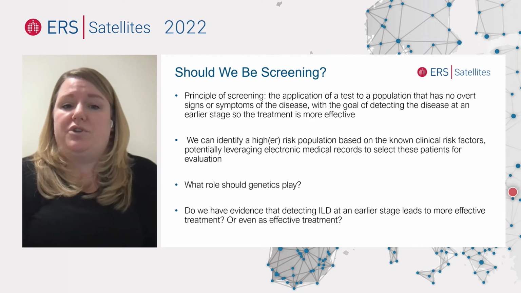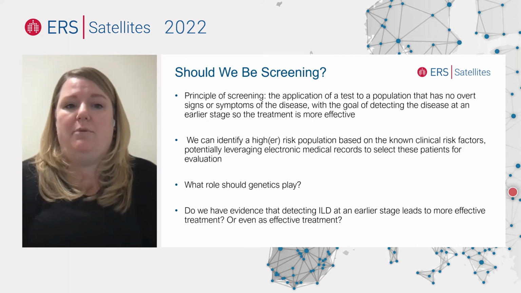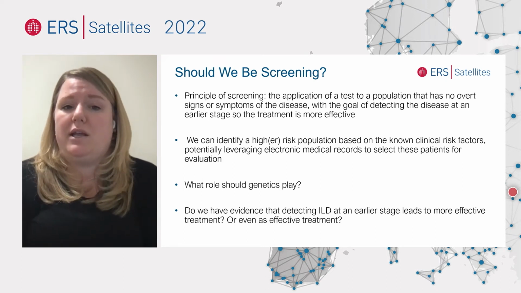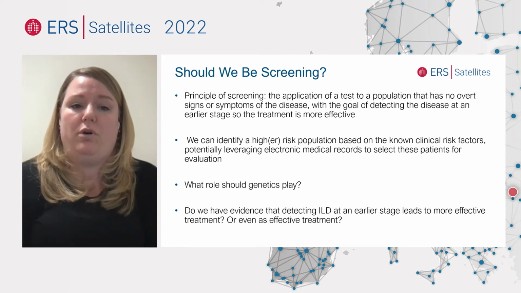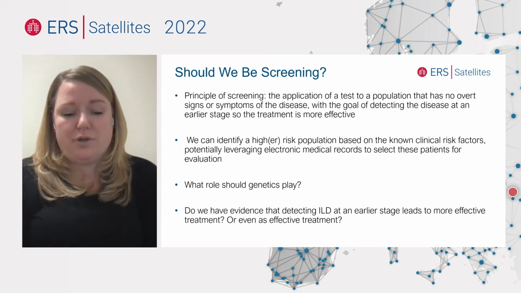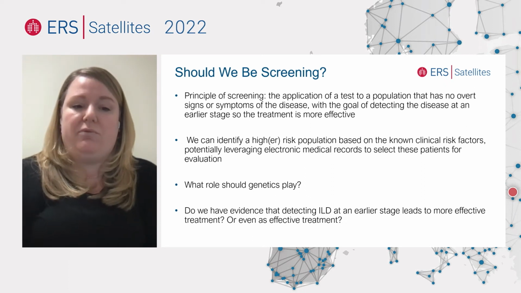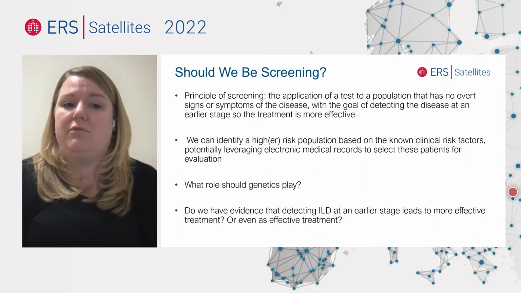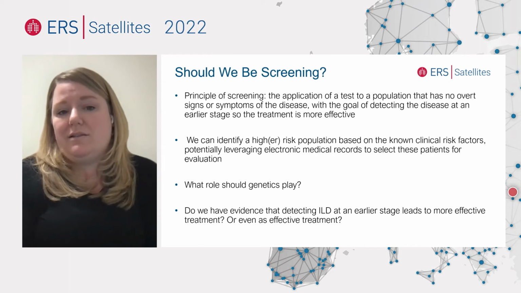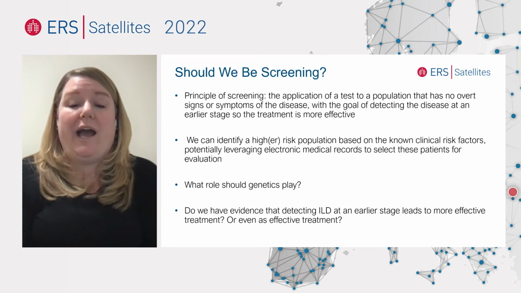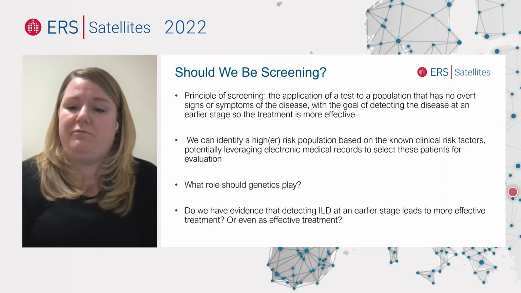Again, I think we need to think about what role genetics should play. As we're talking about this, I know Bruno is talking about moving forward with genetic screening and genetic testing in patients with family histories, and how we move this into a wider role. Particularly here in the US, where we have an insurance-based system and patients have to pay for these things, what equity or inequity are we introducing into the system when we add genetic testing to a screening role? And do we have evidence that detecting ILD at an earlier stage leads to more effective treatment, or even as effective treatment as in patients who have IPF?